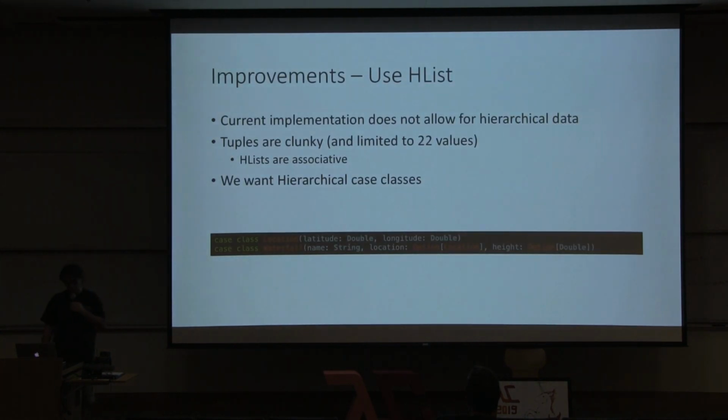All right. So we're going to improve this a little bit, and we're going to use HList. The current implementation does not allow for hierarchical data. Tuples are a bit clunky, and tuples are associative, so depending on how you build up your tuple, they could be nested in different ways. Whereas in HList, as you build it up, it is uniform. And we do want to be able to represent hierarchical case classes like this location and this waterfall class.